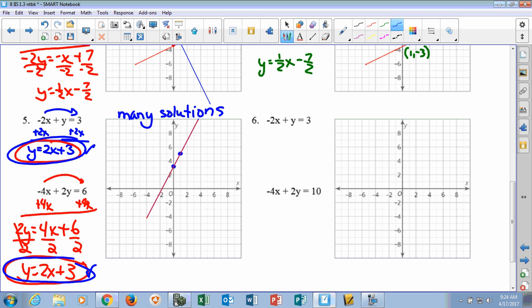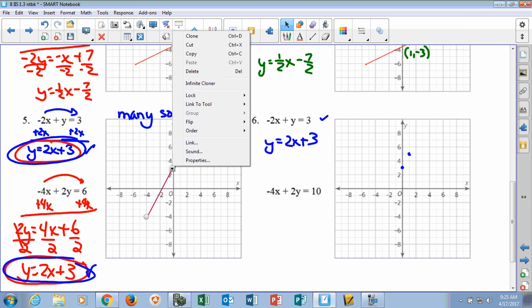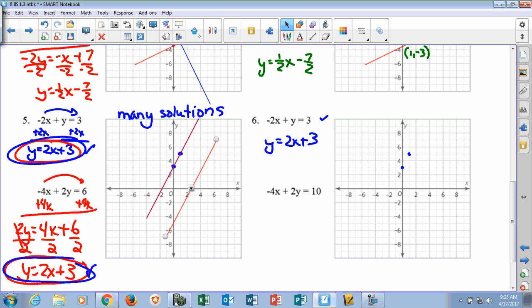Okay, now that you've had a chance to see how you did, if you look at number 6, this equation is the same as number 5, right? So it's the same line. We have a point here, and a point there, because we already did that work: y equals 2x plus 3. So I'm going to move this line on over here.